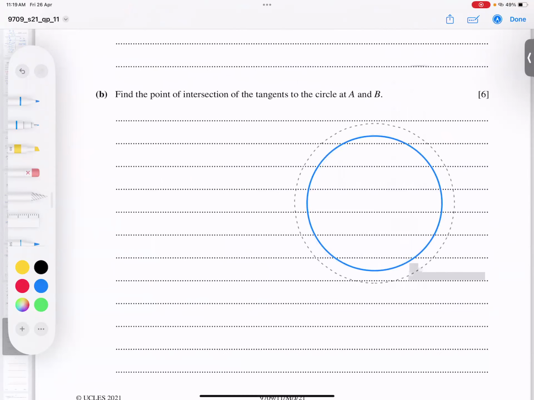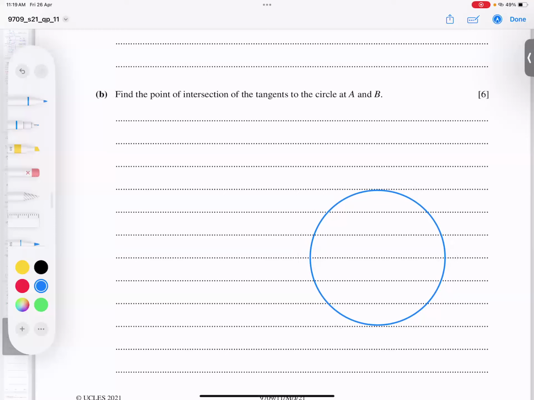Now I drag slightly down. So negative 7, 11. Wait a minute. This x-axis is very clear, negative 7 and 11. Negative 7, 0, 11, 0. And he's saying the point of intersection of the tangents at AB. One is A, one is B. I can label this A, I can label this B.